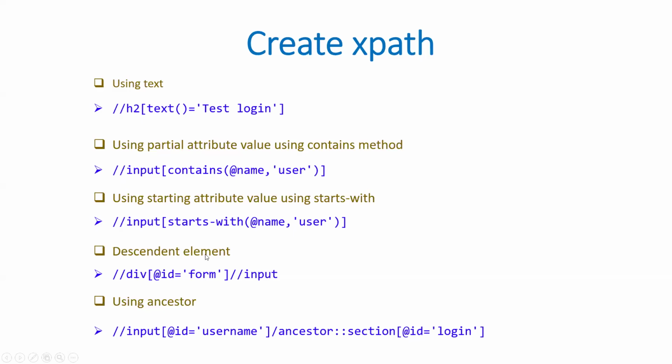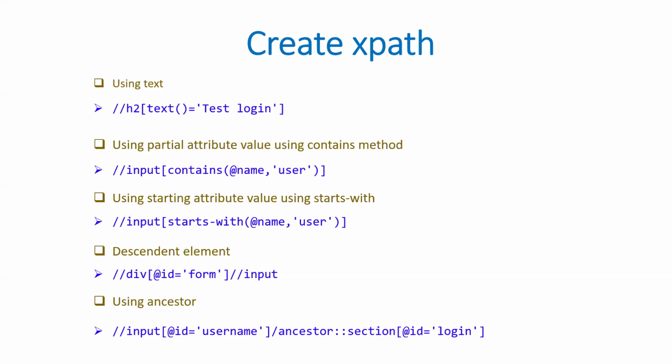Similarly, next, descendant element. How to find a descendant element? Descendant element means child element. This input element is a child of this division. A single slash means this input element will be the immediate child of this division element. If I use a double slash here, what is the meaning of that? This input is a child of division, but it may not be an immediate child. Understand? This child can be at a different level. No need to be the immediate child. That is the meaning of descendant.